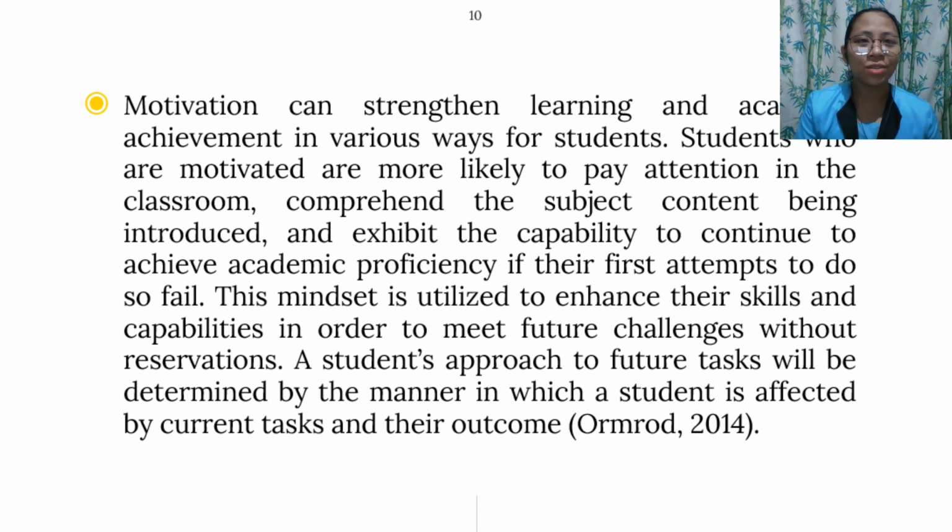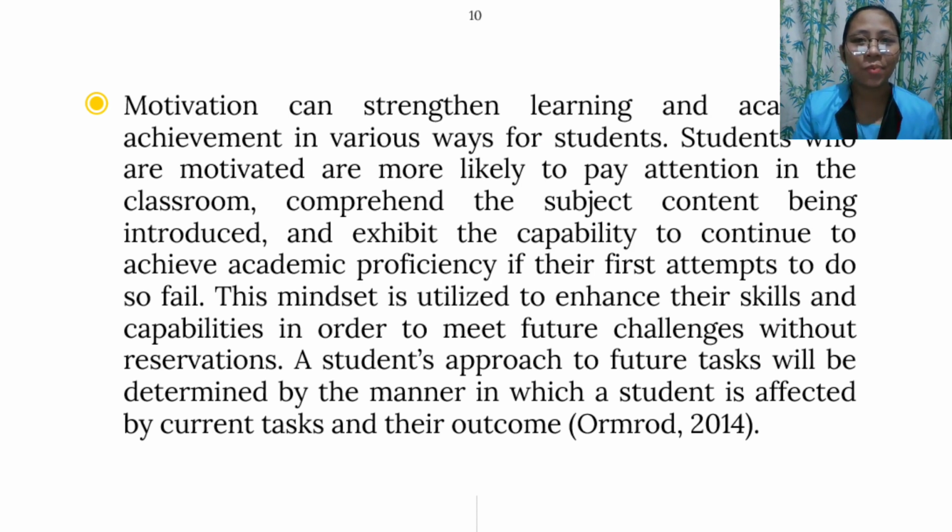Motivation also can strengthen learning and academic achievement in various ways for students. Students who are motivated are more likely to pay attention in the classroom, comprehend the subject content being introduced, and exhibit the capability to continue to achieve academic proficiency if their first attempts to do so fail. This mindset is utilized to enhance their skills and capabilities in order to meet future challenges without reservations.